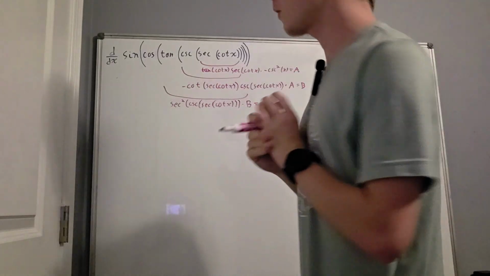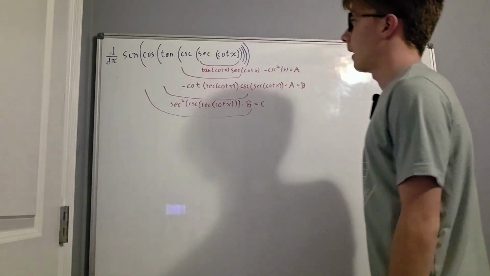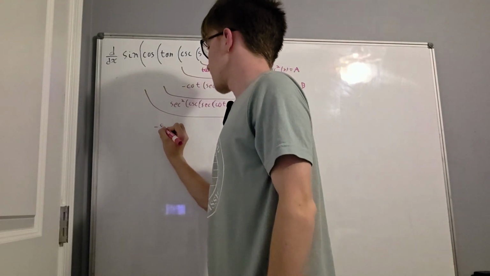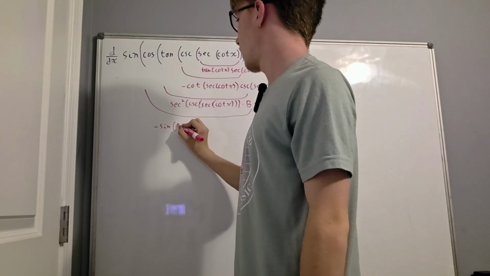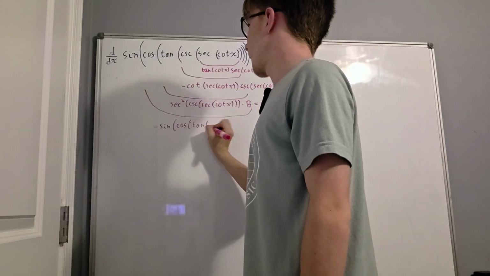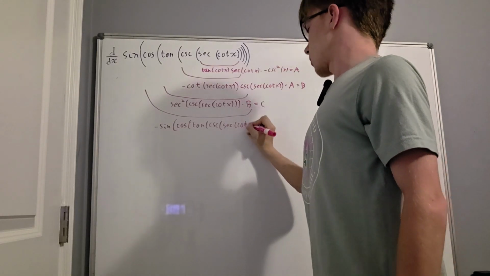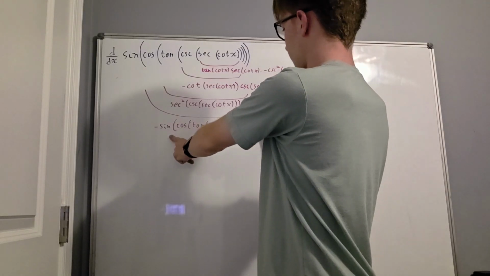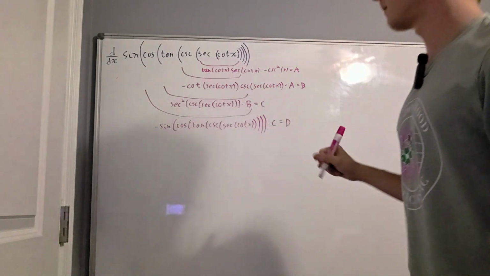Almost there, right? So now I'm going to take this, and we got the derivative of the cosine is negative sine, right? And I just plug this in. Negative sine of cosine of tangent of cosecant of secant of cotangent of x. All right. The hardest part is counting parentheses. Yep. Times c is going to equal d.